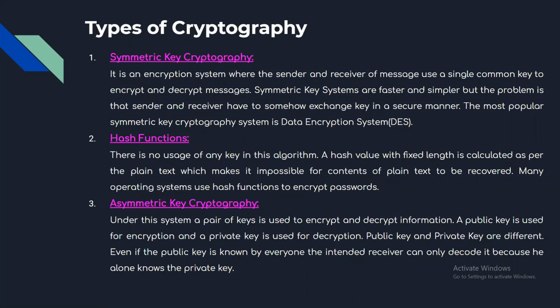Now, what happens in the symmetric one? This is also an encryption technique. There is a sender and a receiver, and they use just a single common key for encryption and decryption. These are quite fast and simple techniques. But there is a problem in this: the sender and receiver somehow have to exchange the key, and that key has to be exchanged in a very secure manner. The most popular one is the Data Encryption Standard, that is DES.